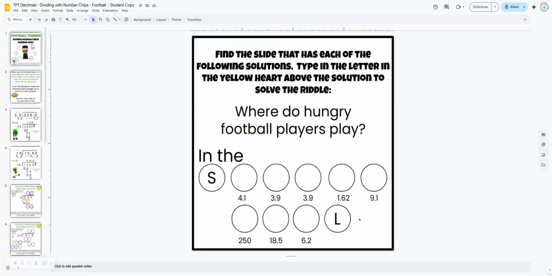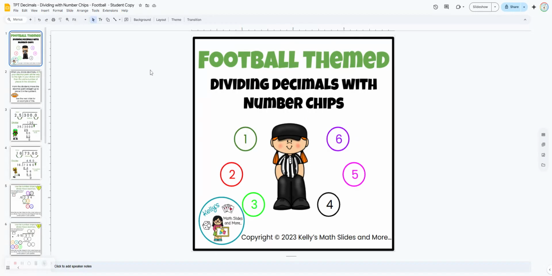So this is a digital lesson, dividing decimals with number chips, and this one's football themed.